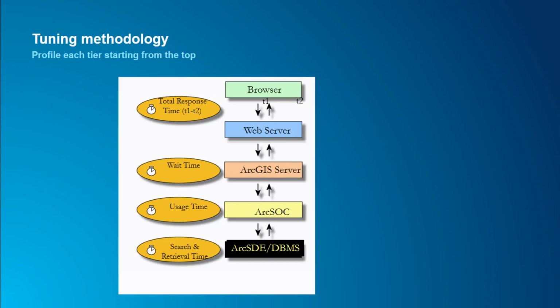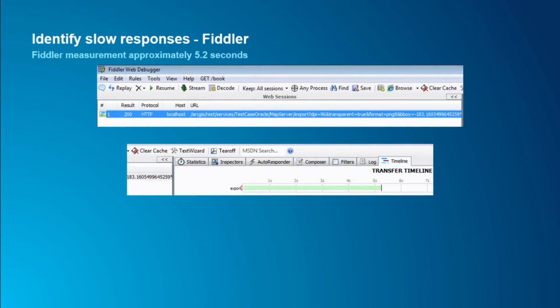So we need to reproduce this, and we need to profile each request. We use Fiddler or other debugging tools, and we identify slow responses. In this case, I have one. It takes 5 seconds. I found my slow response. I narrowed down from a big application to one map service. And as you see, when I look at this URL, I recognize it's an ArcGIS Server map service.